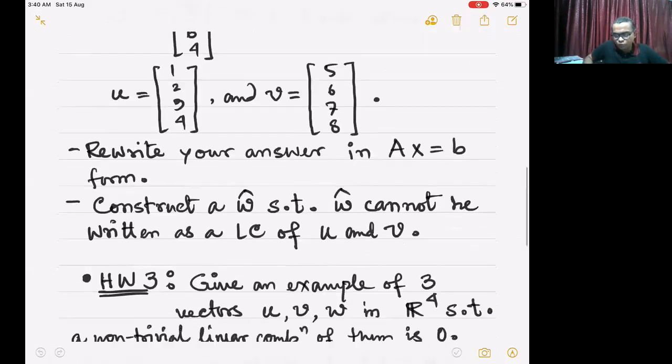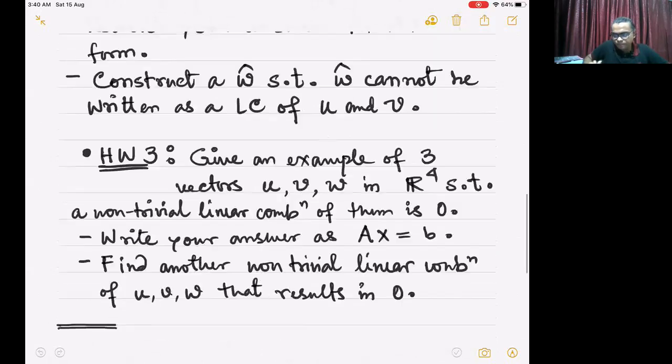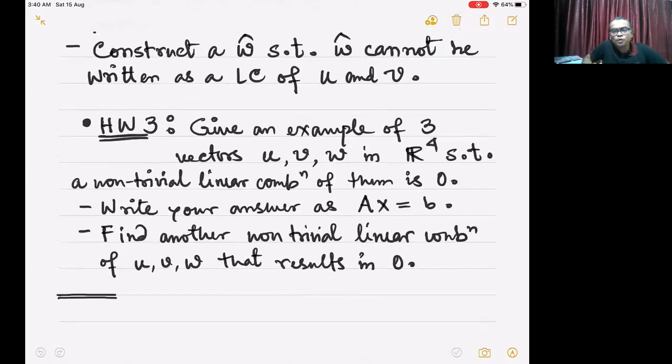And then we have homework number 3. Give an example of 3 vectors U, V, W in R4 such that a non-trivial linear combination of them is 0. Write your answer as AX equal to B. Find another non-trivial linear combination of U, V, W that results in this. Okay, try this.